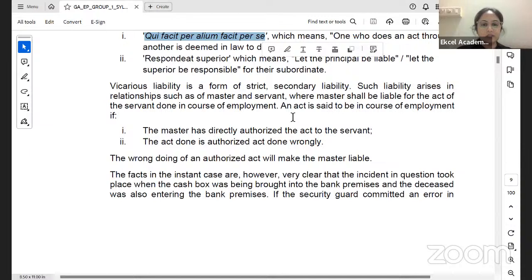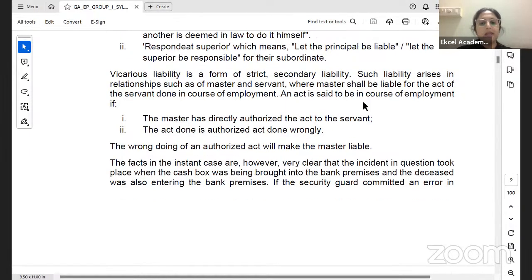Such liability arises in the case of master and servant, in the course of employment. All these things you can write. An act is said to be in the course of employment when the master has directly authorized the act to the servant. The master has given the instruction, and that is what he is doing. Or maybe the act done is authorized, but it is done wrongly. Either the bank may have told him he can fire at anybody; in our case, the bank has not told that.